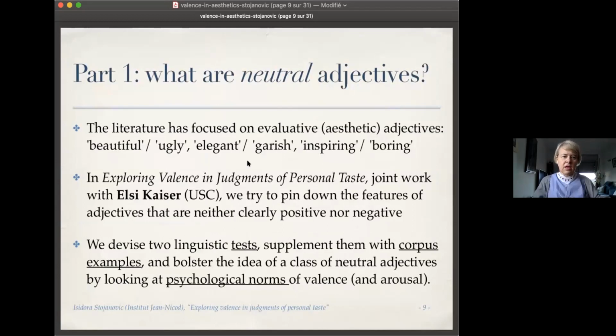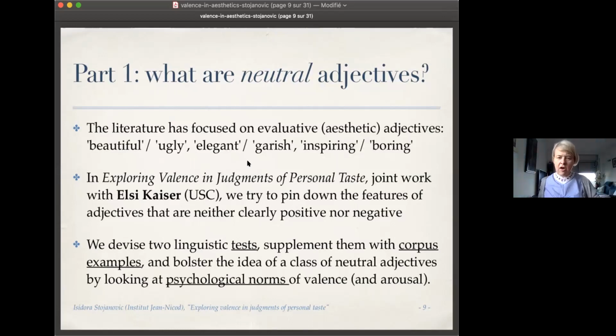As I mentioned, when you look at the literature, and I think that holds both for the literature in philosophy of language and semantics and the literature on aesthetic language that comes from aesthetics itself, it has tended to focus on evaluative adjectives, on beautiful and ugly, and elegant and garish. So we have positive, negative, positive, negative. In the literature on personal taste, things like inspiring and boring.